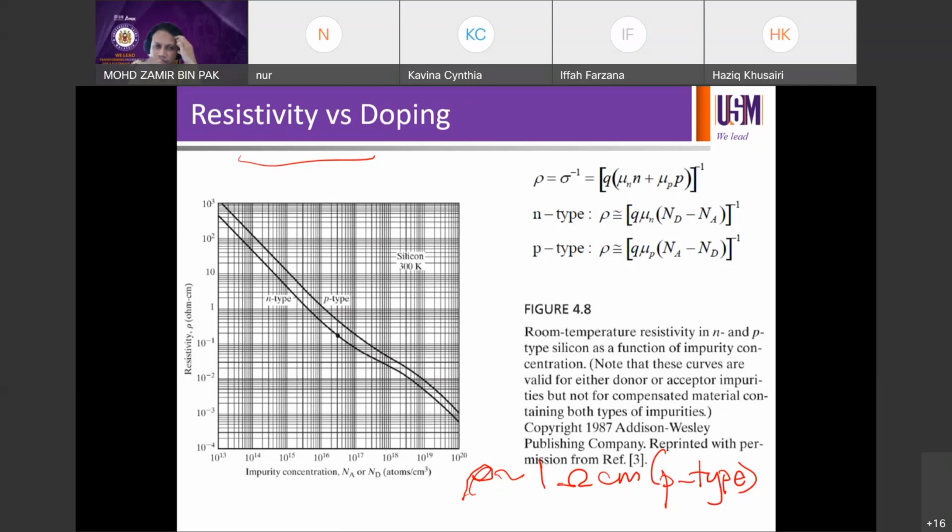10 to the 16. 10 to the 16, right? Yes. It's actually a simple question, okay? It's not rocket science. So 1 ohm cm, just look at this graph. 1 ohm cm. P-type or N-type? P-type, right? Go to P-type, then go down. That's it. 1 times 10 to the 16.